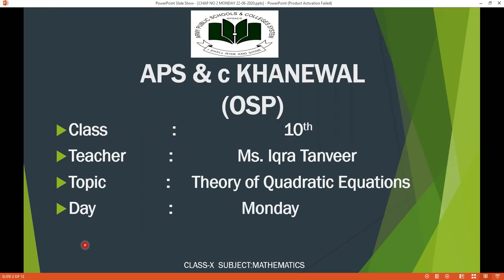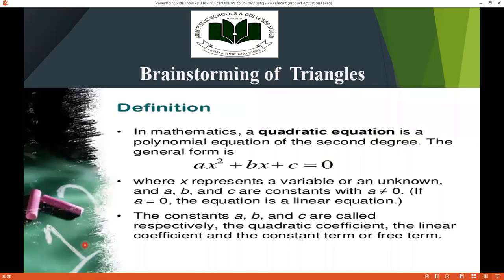Today we will be introduced to the first topic, and let's have a brainstorming. Over here we have a brainstorming of quadratic equation. You people know what is quadratic equation. Quadratic equation is an equation of the second degree. So here we have ax square plus bx plus c is equal to 0, which is the general form of the quadratic equation. And the main thing in the quadratic equation is that there are three terms, and the variable, that is x, which is unknown to us.